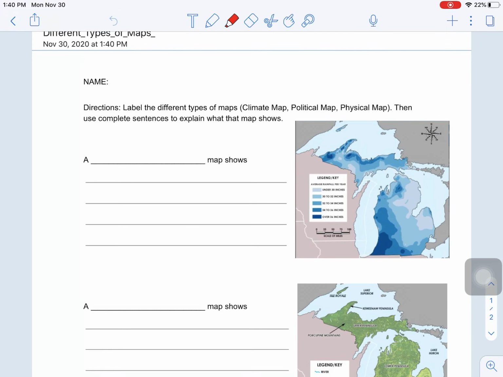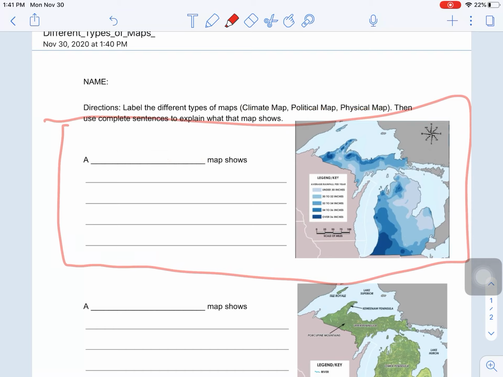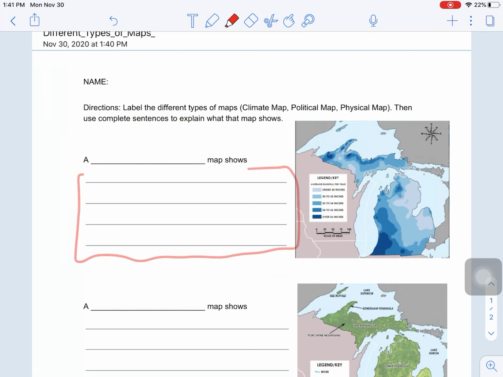So for this option here, you are going to tell me which type of map this is using either climate, political, or physical map, and you will write it in this section here. You will say a blank map shows, fill in the blank there, and then in this section, you are going to continue on telling me what that map shows. So a blank map shows, and then go in and tell me, what does it show here? What is this map showing me? Okay. You're going to want to look at the different parts of that map that we have talked about before. All right.